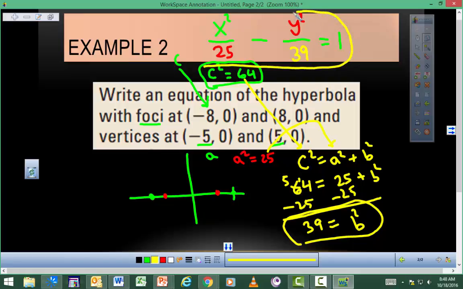So this is how we work backwards. Notice we didn't really have to draw in the graph. I just put this in to help me realize I'm on the x-axis, which means this is my transverse axis, and that means the y-axis would be my imaginary axis. And we've accomplished what we were trying to do, the equation of the hyperbola.